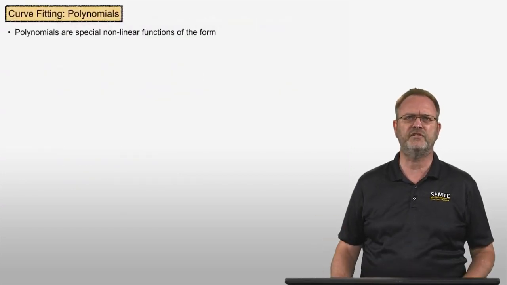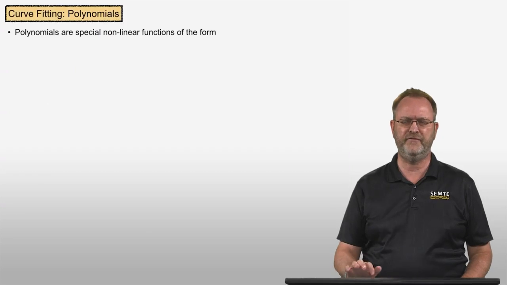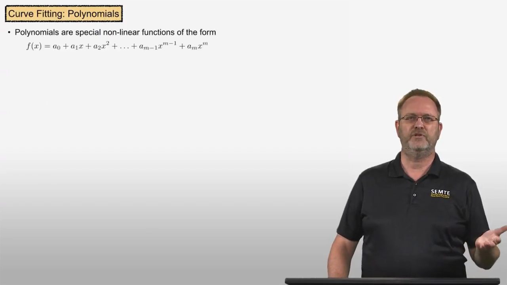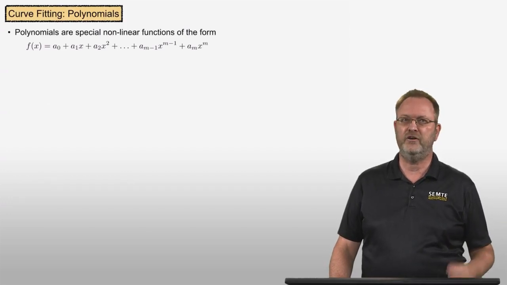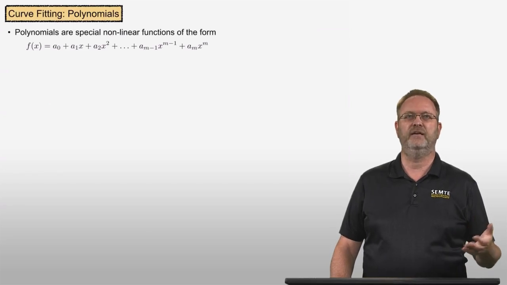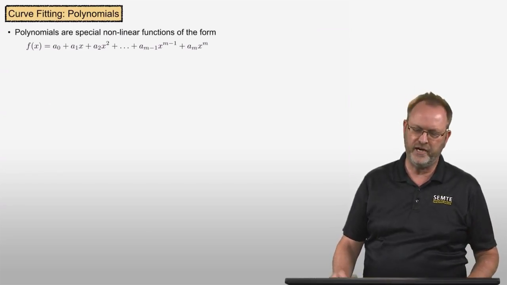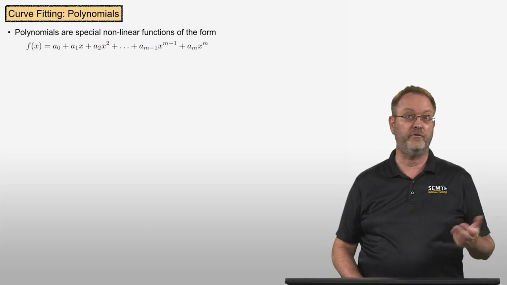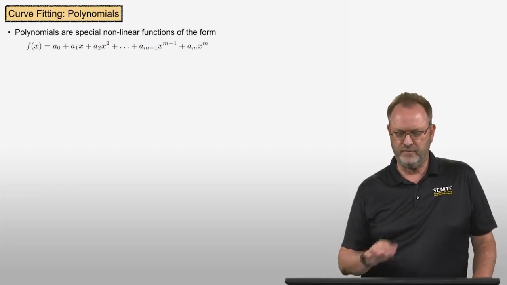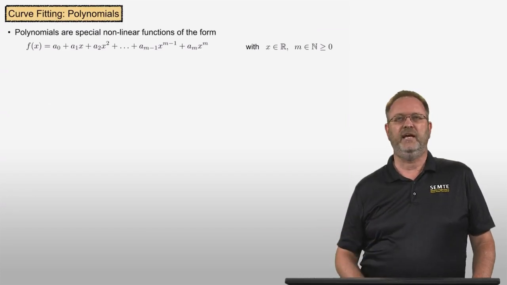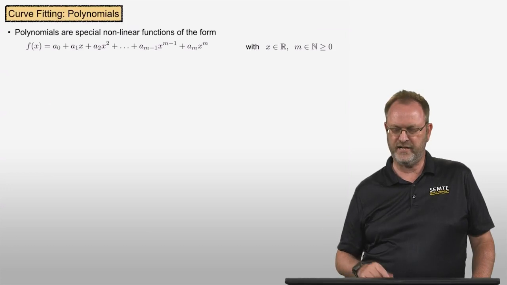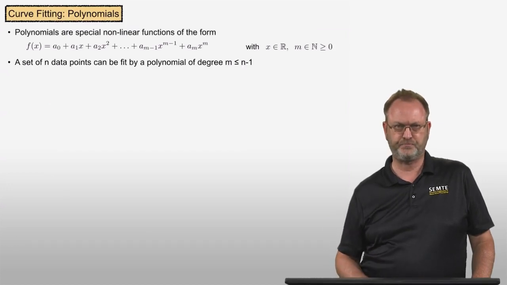Now, polynomials are just a special type of nonlinear functions that have the following form. Some f of x, which is the polynomial, is a constant a0 plus another constant a1 times x plus a third constant a2 times x squared, and so on, all the way for an nth order polynomial plus a sub m times x to the power m, where x can be any real number and m can be any whole integer number greater or equal to 0.